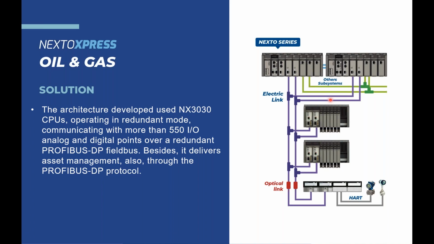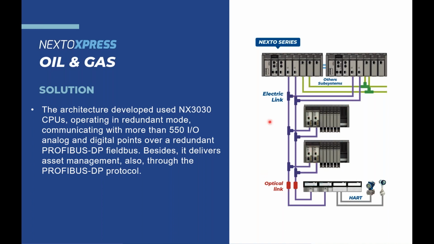Okay, so what was the architecture developed? We are using two half-cluster redundant PLCs. Basically, what is that? We are bringing the CPU, that is the CPU over here, next to 3030. They are operating in a redundant mode, communicating with more than 550 I/O points, including analog and digital in the field. I will explain in a minute how all this architecture works.